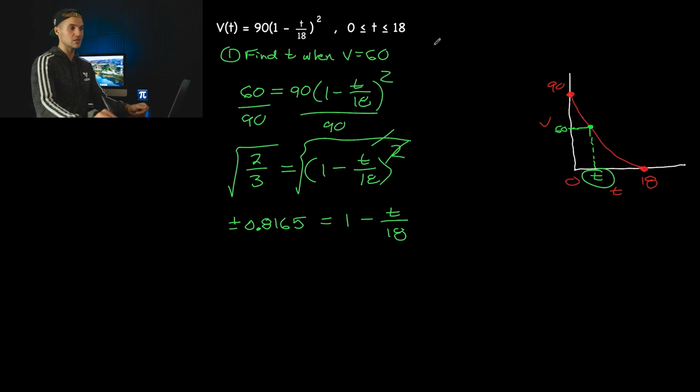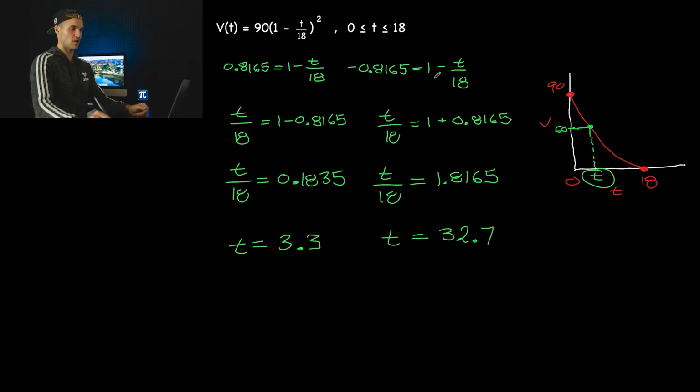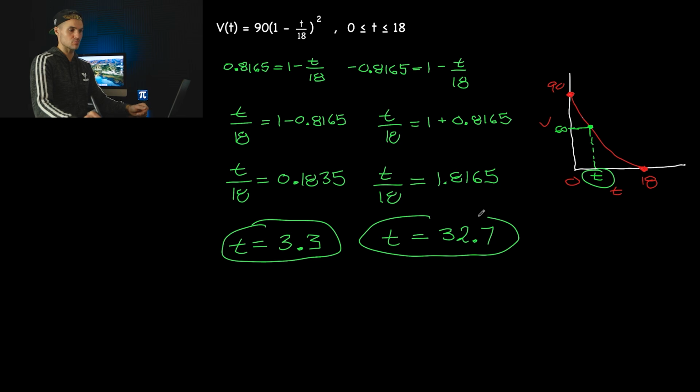So notice there's actually going to be two solutions here, right? So we have to solve for when does 0.8165 equal 1 minus t over 18, and then when does negative 0.8165 equal 1 minus t over 18, like that. And so when you do the algebra on those two values, you'd end up getting these two t values. You get 3.3 and 32.7.